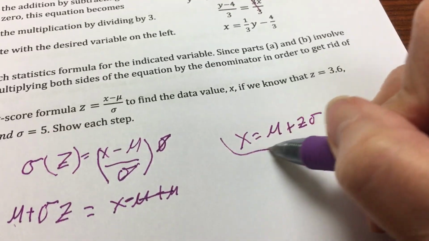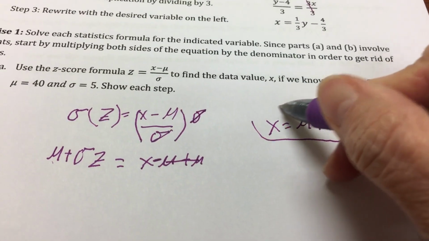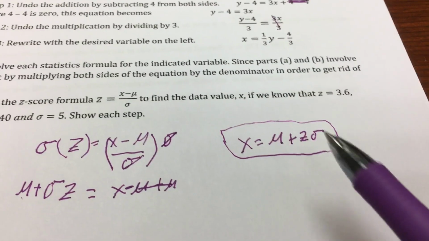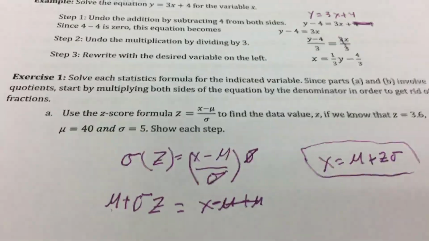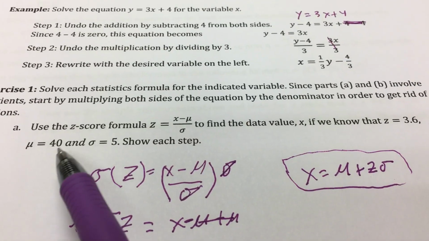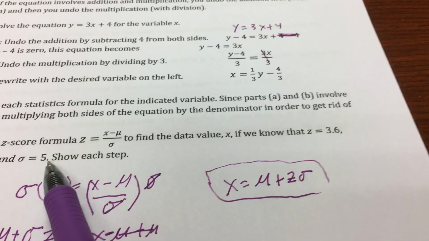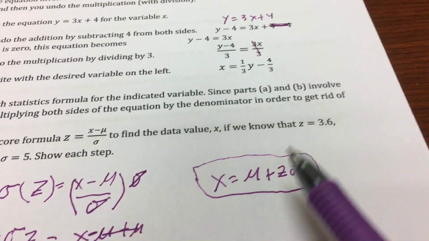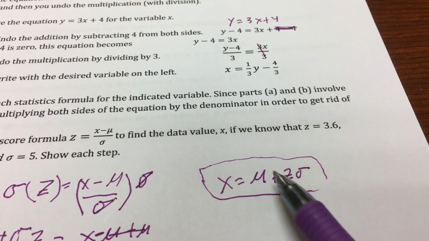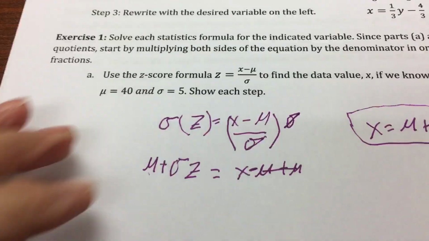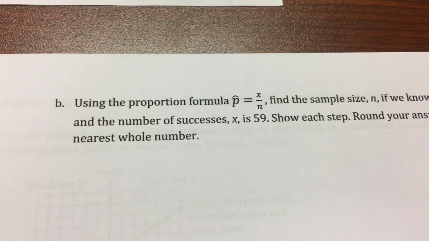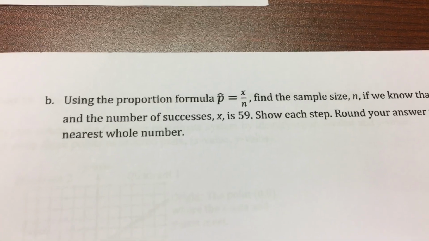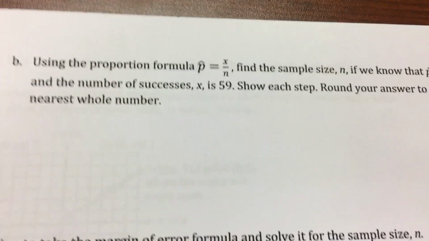That is the form when you know the mean and the standard deviation and you know your z-score, you can find your score. So now what they're going to do is give you 40, they'll give you 5, and they're going to give you a z-score. You're going to plug these into this equation and solve for x. Okay, the next page. The next page gives you a formula. It says using the proportion formula. Now remember, the proportion formula is p hat equals x over n.